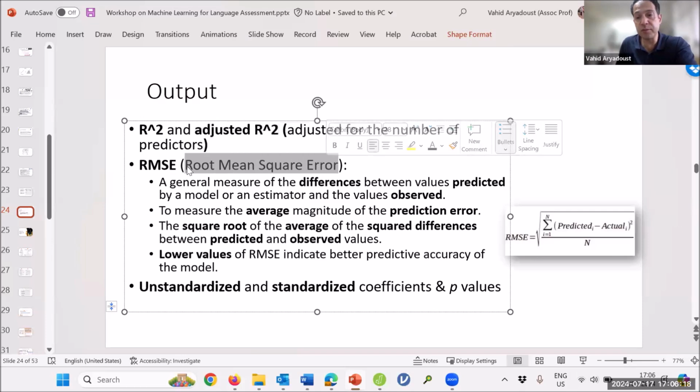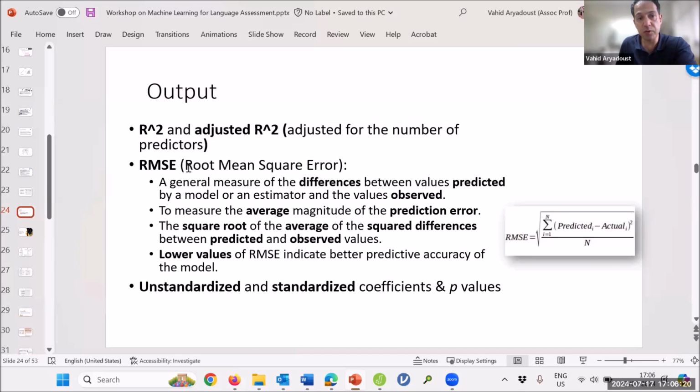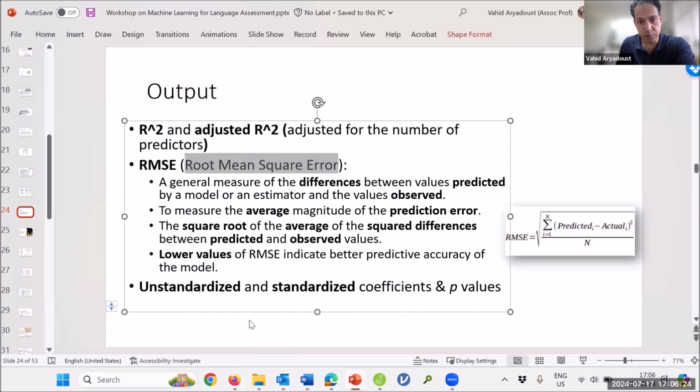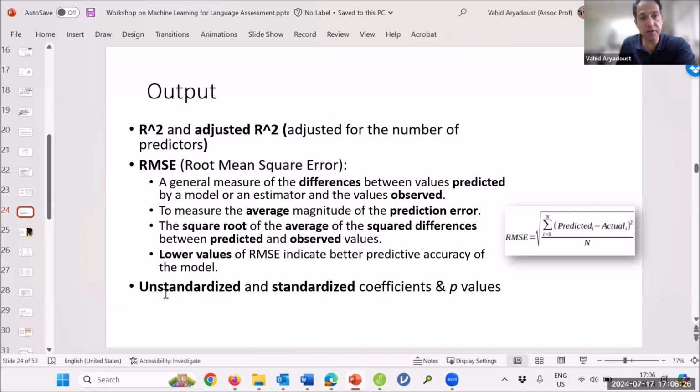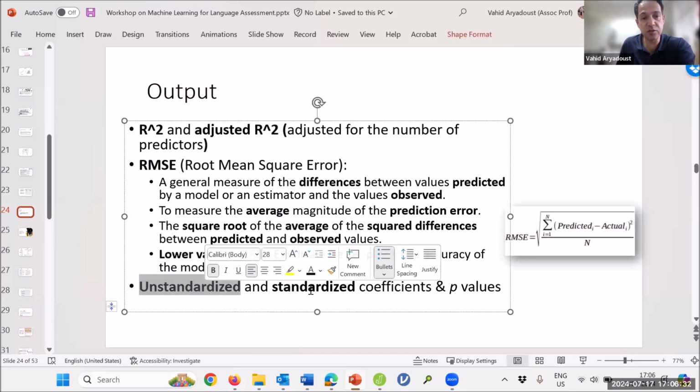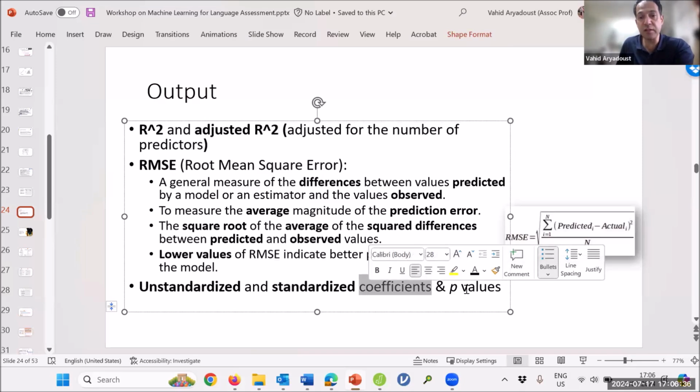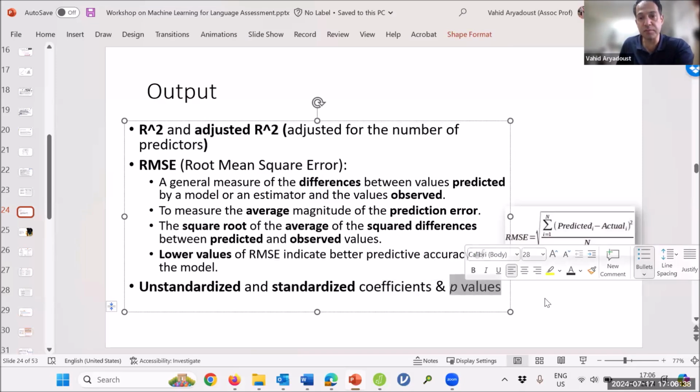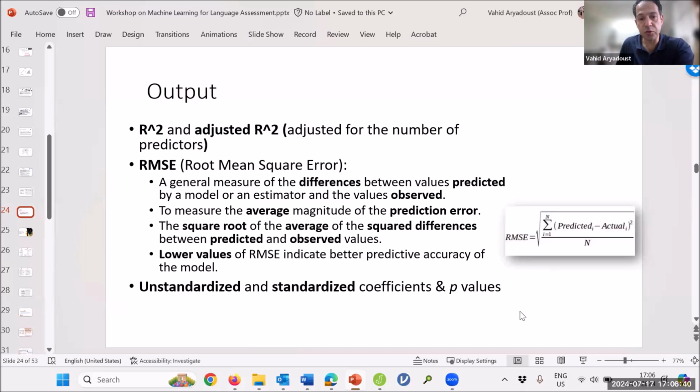And this is also used in machine learning, everybody. Tomorrow, we will also see this in some of the machine learning models that we will generate. And finally, unstandardized and standardized coefficients. These are the slopes, do you remember? As well as the associated p-values of each of them. So let's see if we can find these.